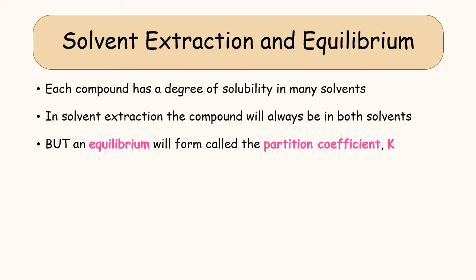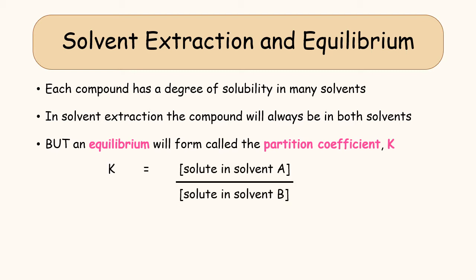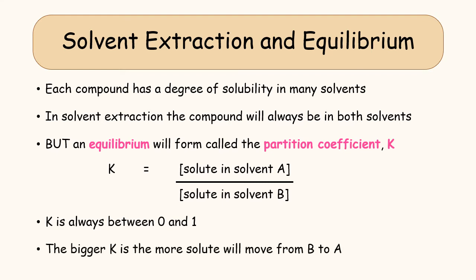It's going to be the easiest equilibrium constant you've ever worked with, because this partition coefficient is the concentration of solute that ends up in your one solvent divided by the concentration that ended up in the original solvent. So solvent A in this case is the solvent we add, solvent B is the solvent we started with, confusingly. It always has a value between 0 and 1.